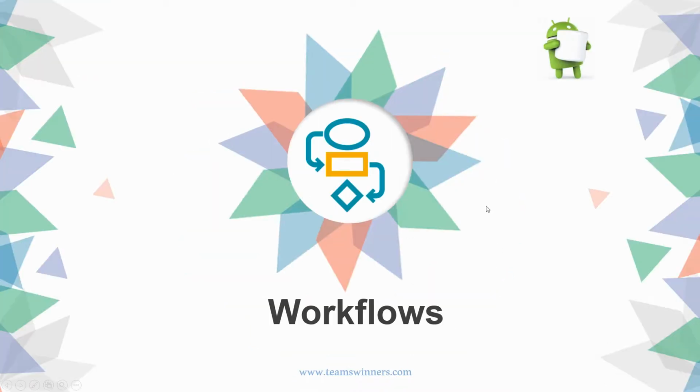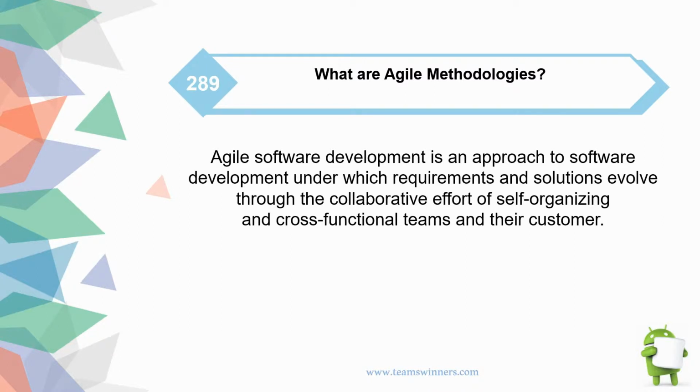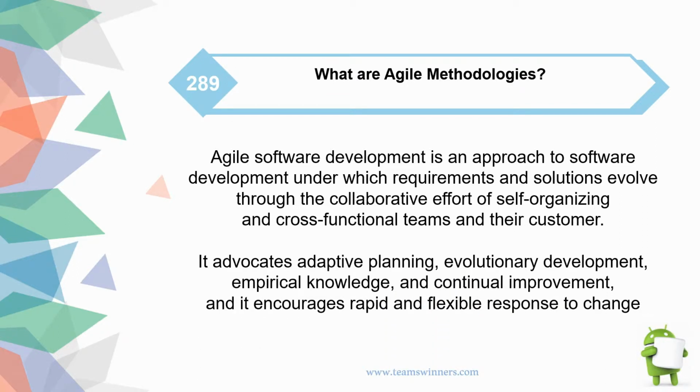It's about workflows. What are Agile methodologies? Agile software development is an approach to software development under which requirements and solutions evolve through the collaborative effort of self-organizing and cross-functional teams and their customer. It advocates adaptive planning, evolutionary development, empirical knowledge, and continual improvement, and it encourages rapid and flexible response to change.